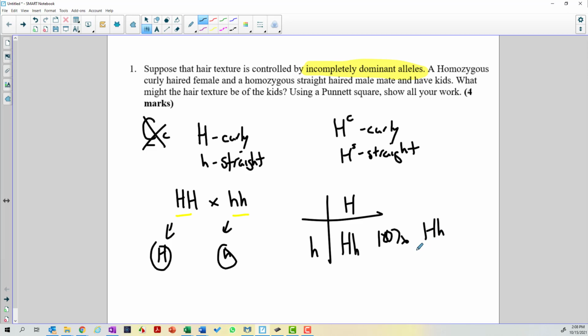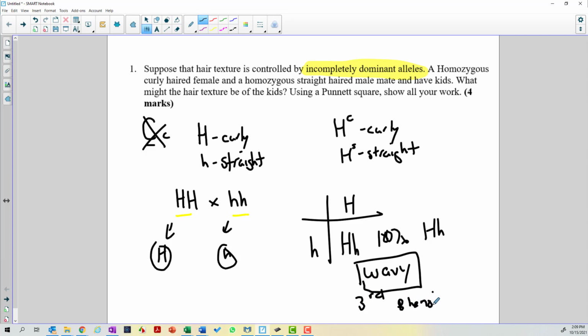So what you have to remember in incomplete dominance is that the offspring have a third phenotype. So this is where you tell me wavy or spirally or something. If you told me it was a mixture of curly and straight, that is a co-dominant answer, and that would be incorrect. So you have to give me a third phenotype. That's the important message here, a third phenotype.